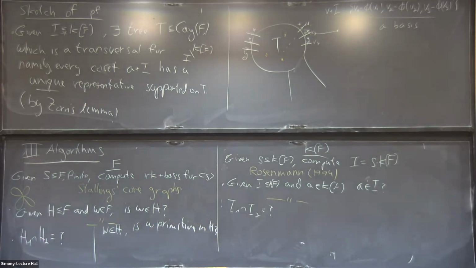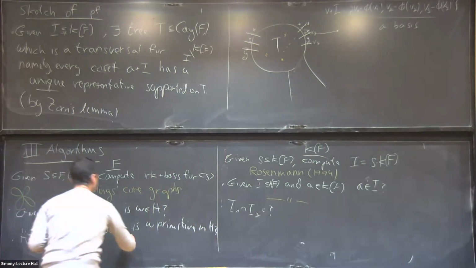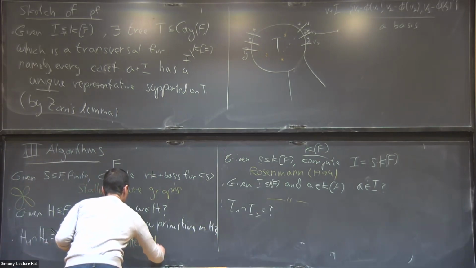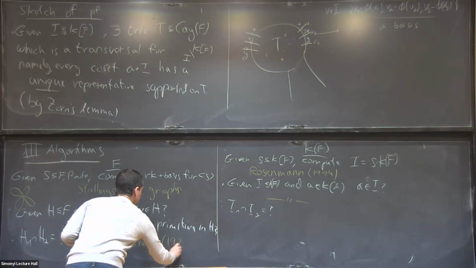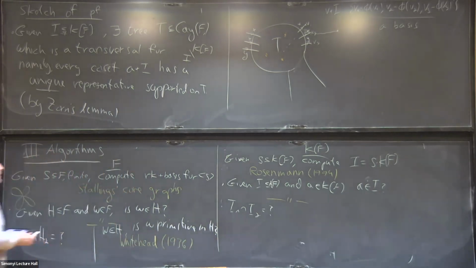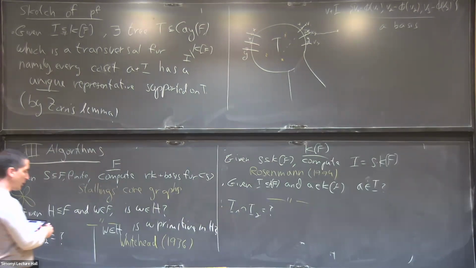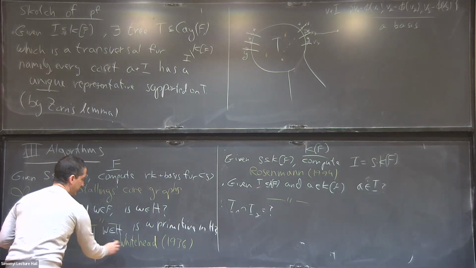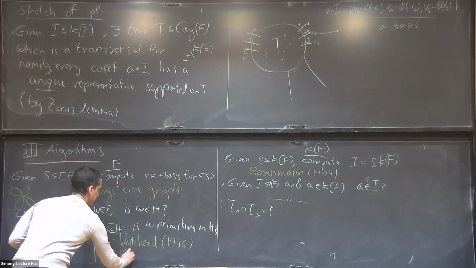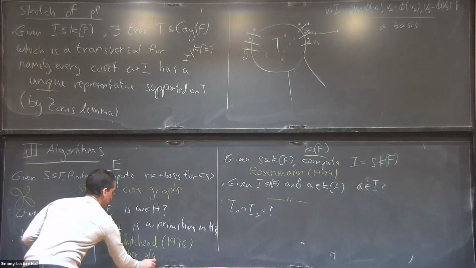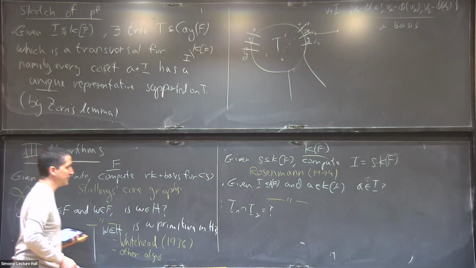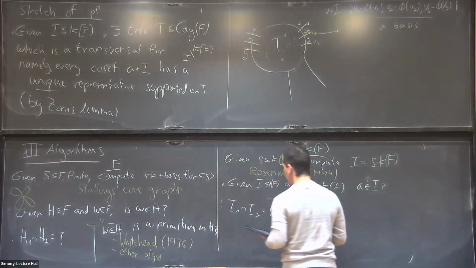And this is very classically solved by Whitehead in 1936. I mean, it's always for the ambient group, but it doesn't really matter. He has this famous cut vertex lemma, and there are also other algorithms, which are probably not as good in terms of efficiency, but there are a few algorithms.